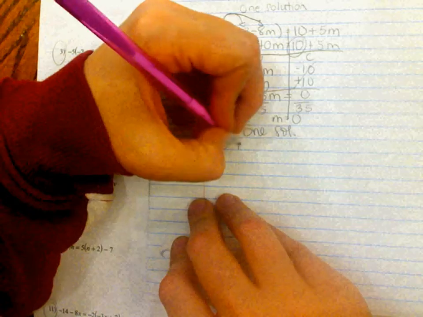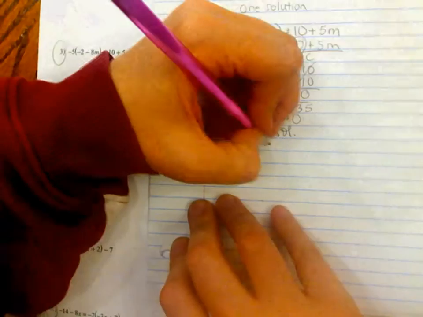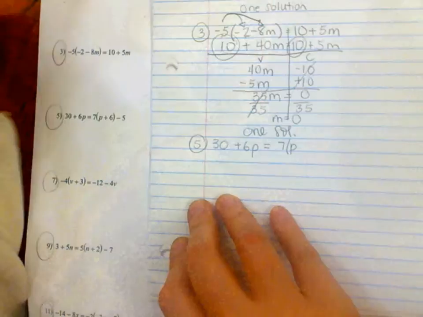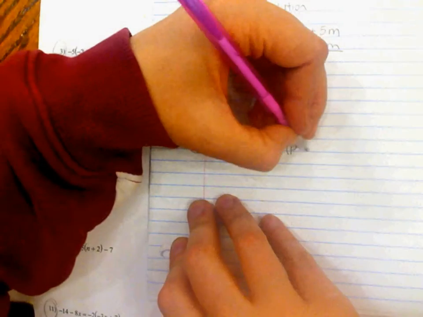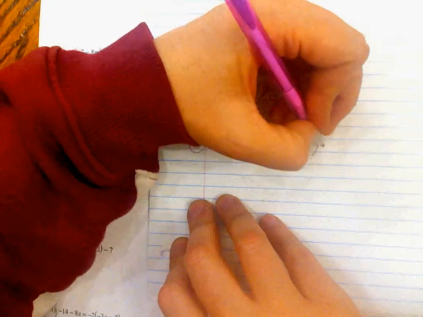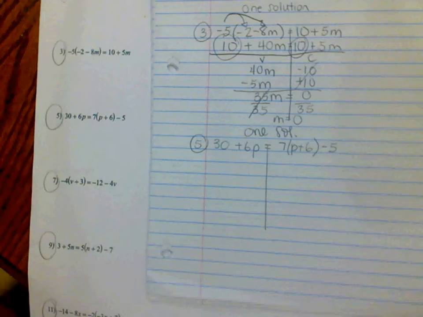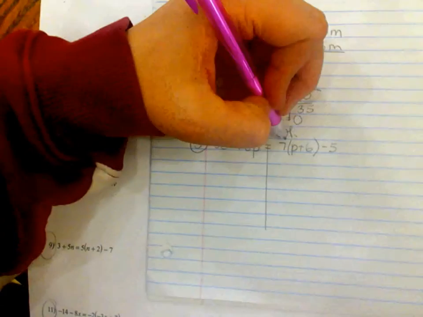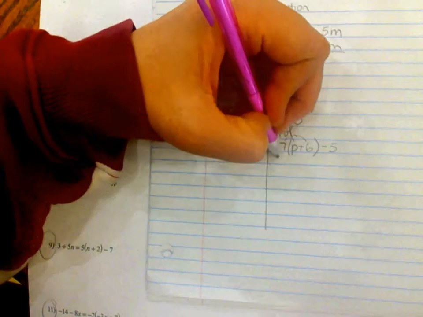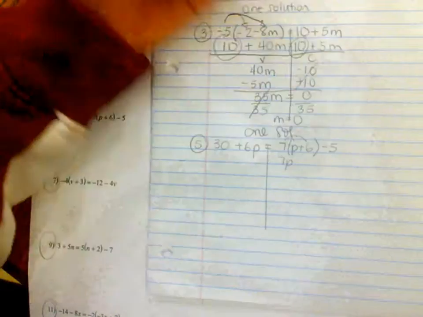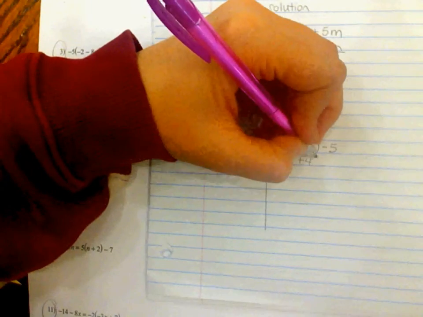Plus 6p equals 7 times p plus 6 minus 5. Okay, so this one's a little longer. You still have to distribute first. So 7 times p and 7 times 6 is 42.